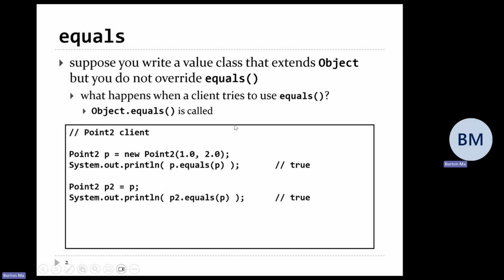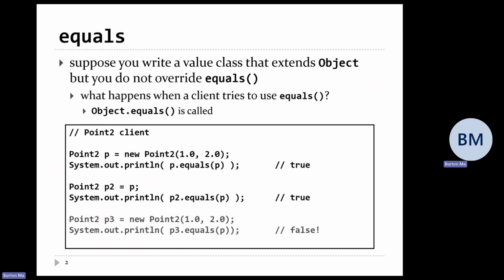If you write p2 gets the value of p, p2 is assigned the value of p, you can write p2.equals(p) here, and you also get true. Similarly, you can write p.equals(p2), and you will also get true. What happens when we make a new point? I make a new point, 1, 2. It has the same coordinates as the original point. If you write p3.equals(p), you now get false. So p.equals(p) is true, p2.equals(p) is true, but p3.equals(p) is false.